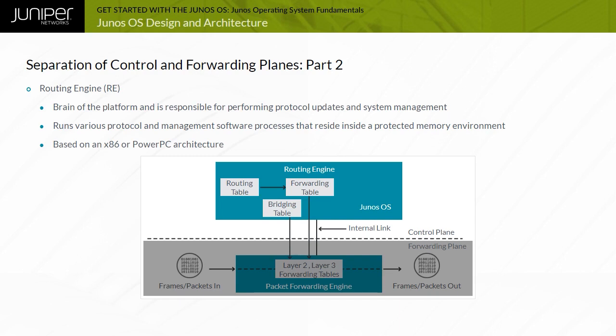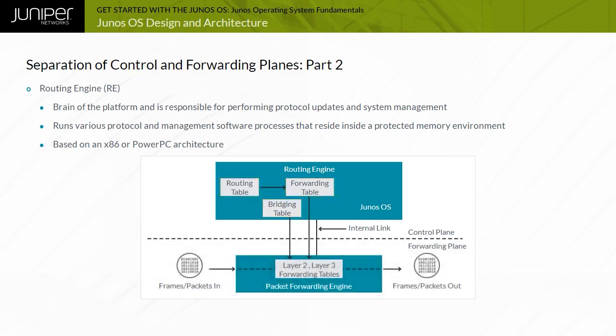The routing engine maintains the routing tables, also known as Routing Information Base or RIB, bridging table, and primary forwarding table, also known as Forwarding Information Base or FIB, and connects to the packet forwarding engine through an internal link.